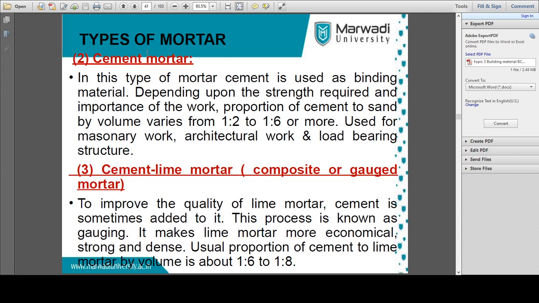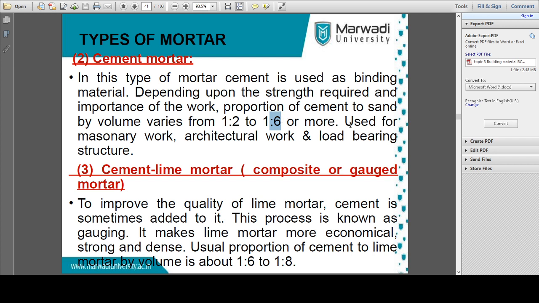Second one is cement mortar, and in cement mortar we are using the proportion of cement, not of lime, and along with cement we are going to have a mixture of sand in a proportion ranging from 1 is to 2 to 1 is to 6. So based on the usage or based on the strength we have variation of the proportion. If we need more strength we go for 1 is to 2, right? And if we require less strength, then we will go for 1 is to 6.